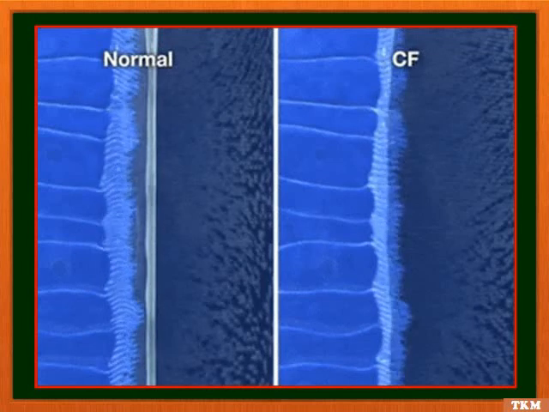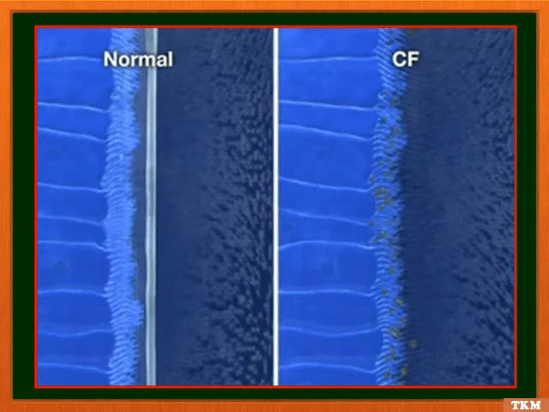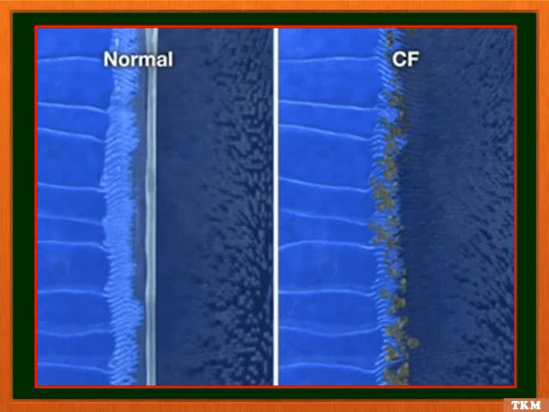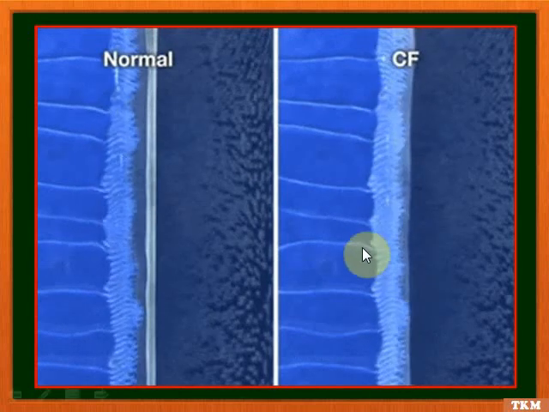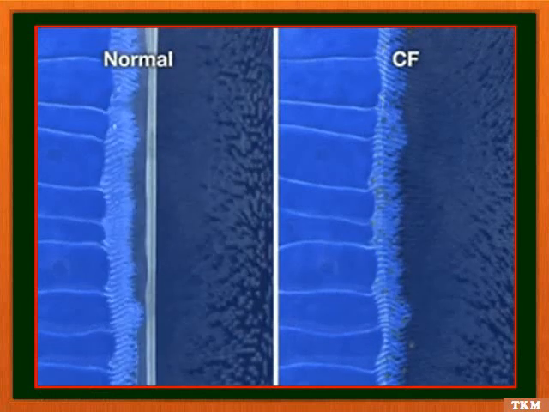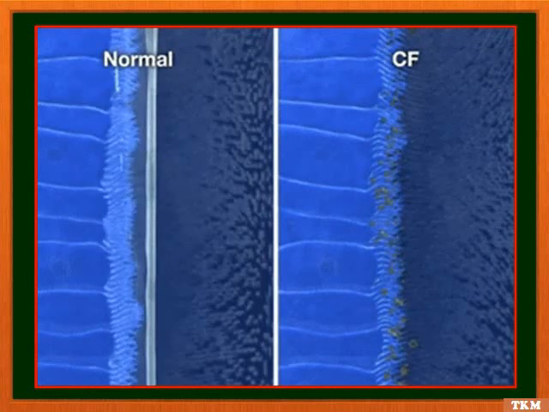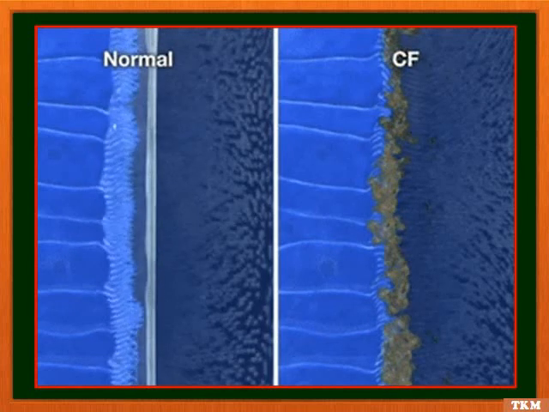So a simple video to understand the difference between the airway of a normal individual and cystic fibrosis. Can you see the changes in the airway of the person suffering with cystic fibrosis? Take a closer look at it. You'll understand the difference, how it is just clogging the airway.